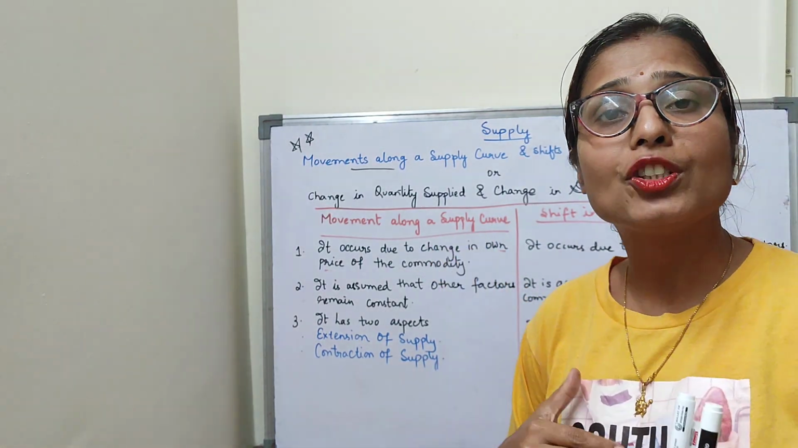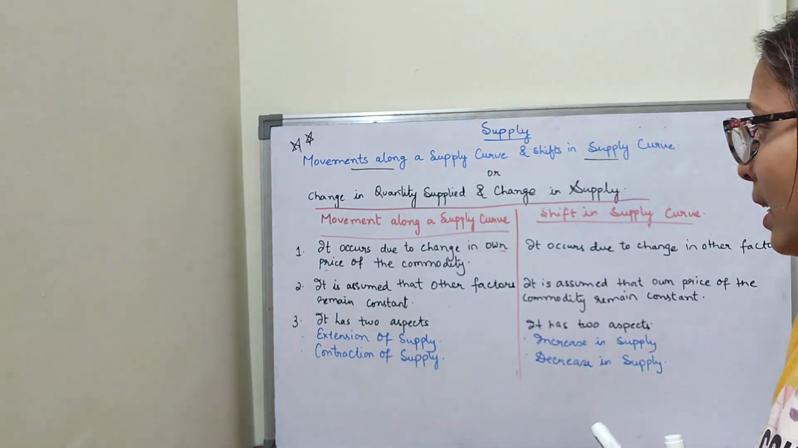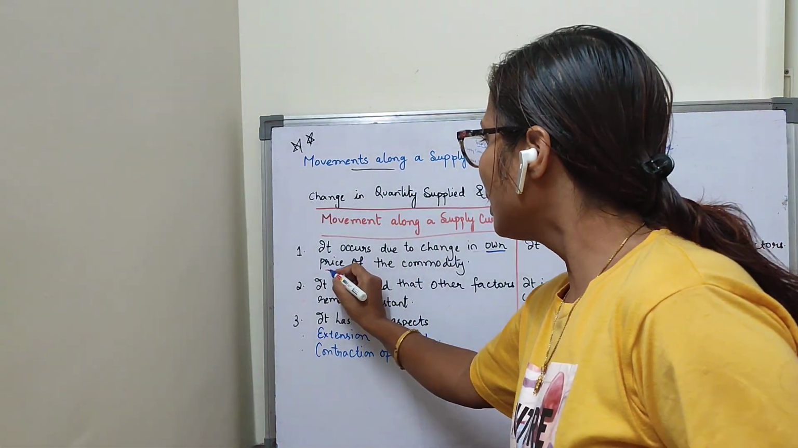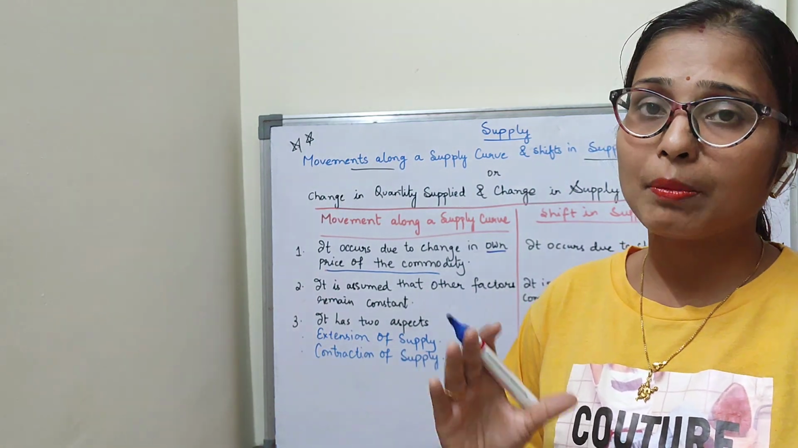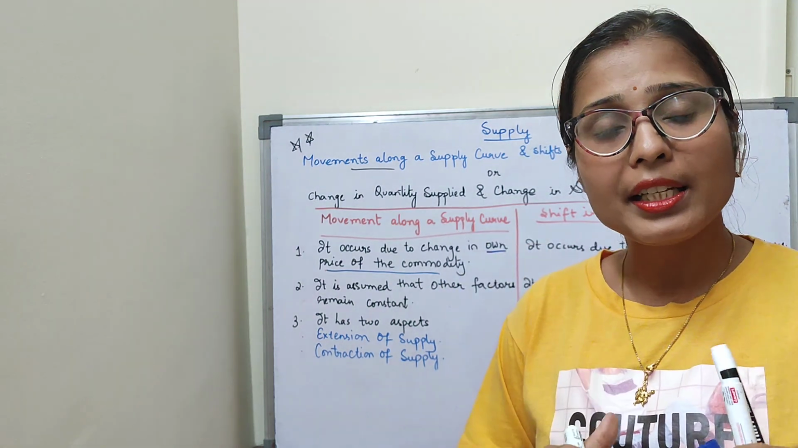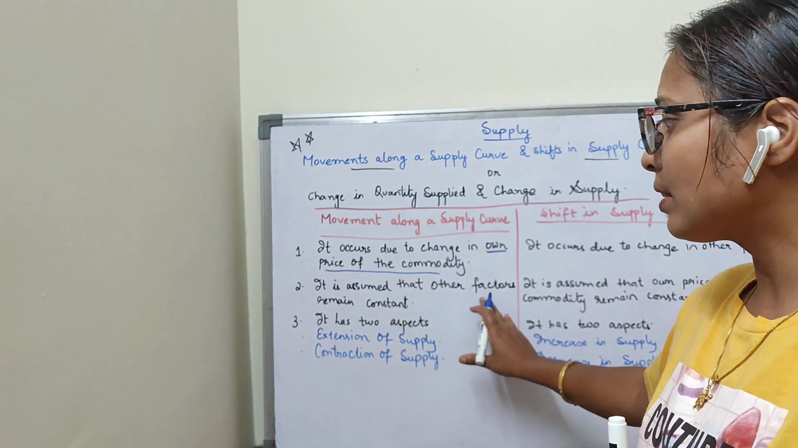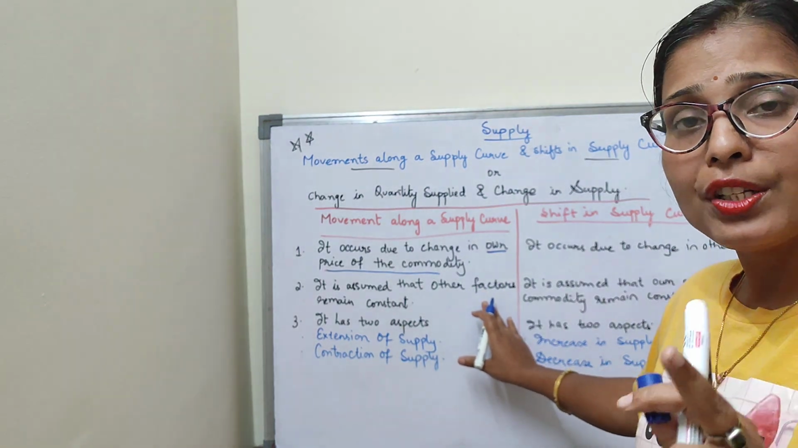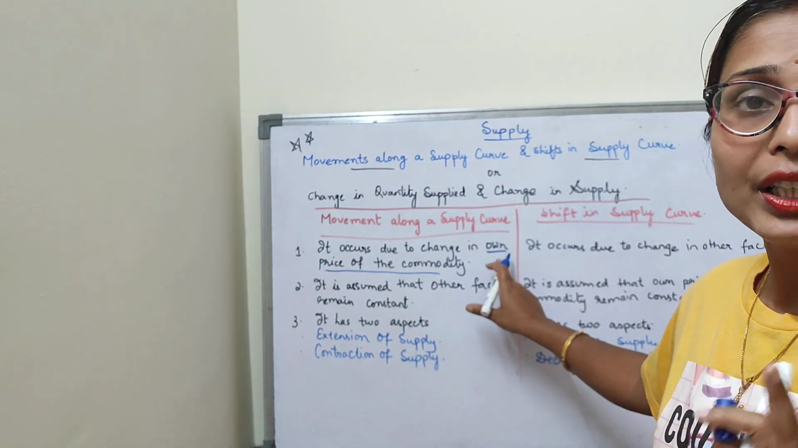Here children, supply changes due to the change in the own price of the commodity. That means own price of the commodity. Here we are assuming other factors constant. That means supply increases when price increases. Here supply decreases when price decreases. So we are assuming that other factors remain constant. Supply changes, that means supply increases or decreases due to the own price of the commodity.